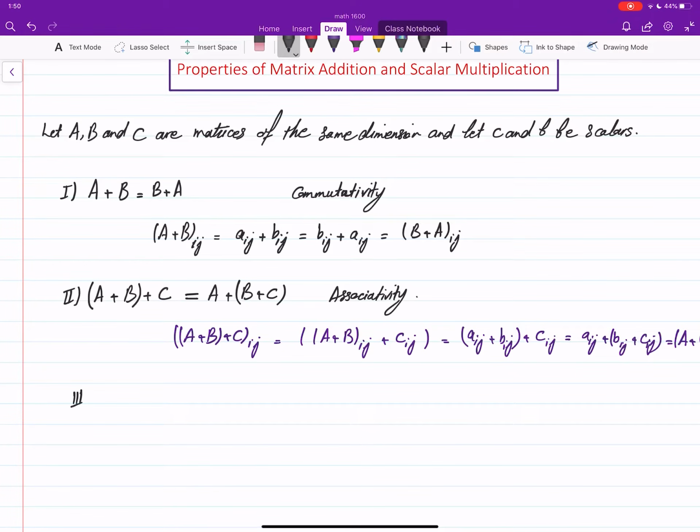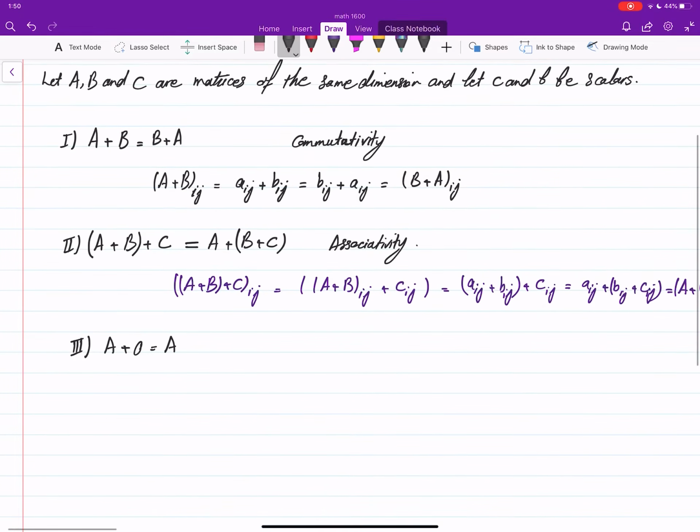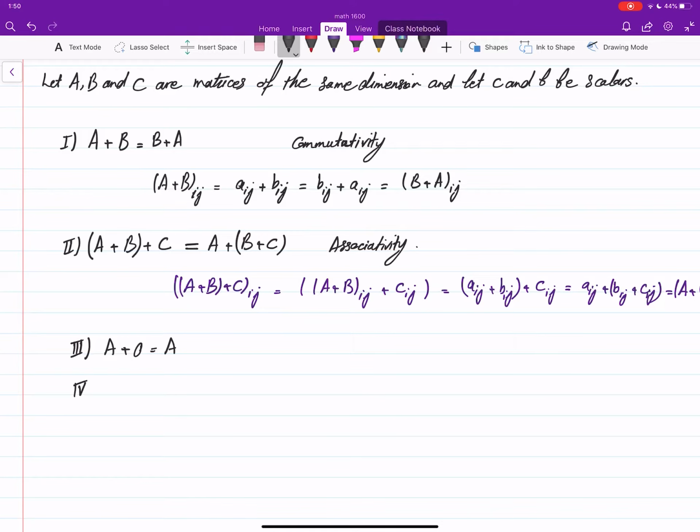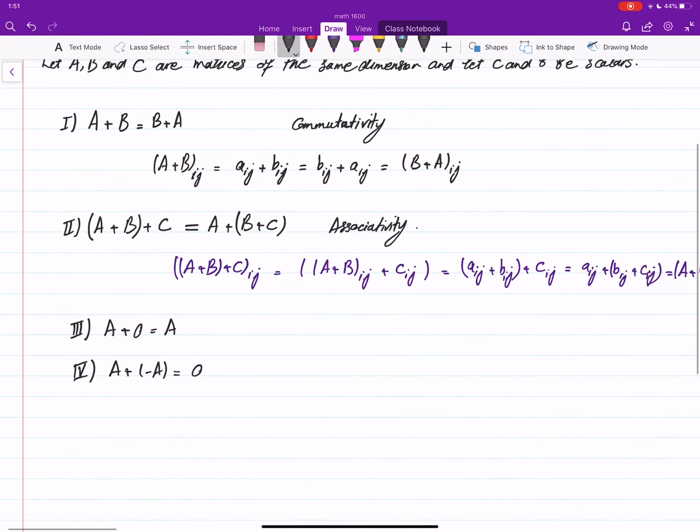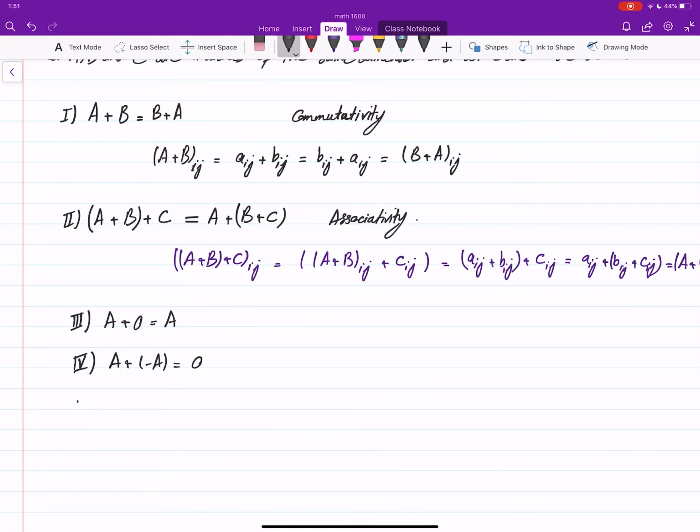Furthermore, we have more properties: if you add any matrix to the zero matrix, you get back the matrix. This is obvious how this holds. And then if you add a matrix to its inverse, you will get a matrix which has the same dimensions as A, but all the entries are 0. Then the next properties are the relation between addition and scalar multiplication. So how do these two things work together?